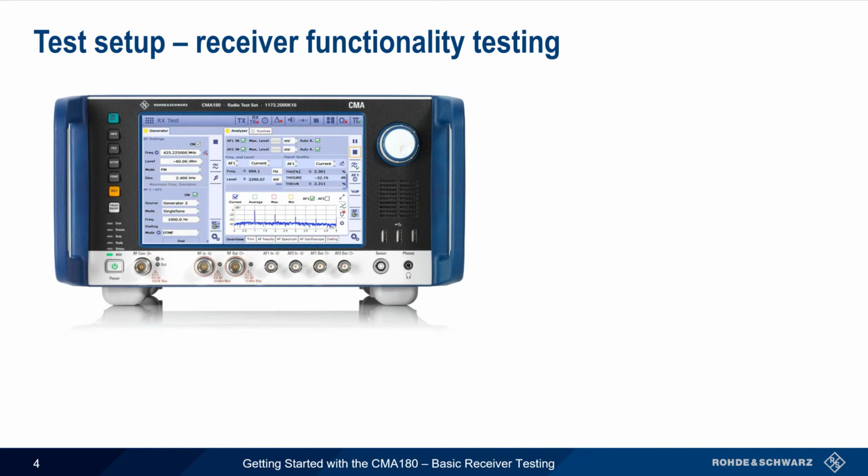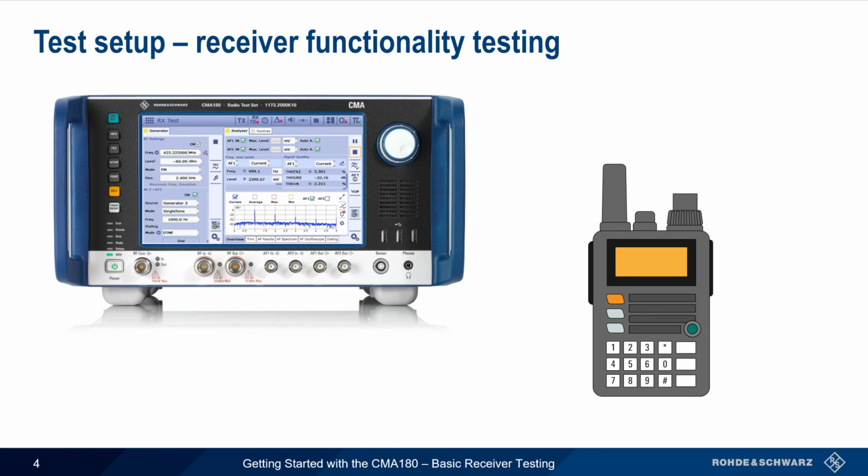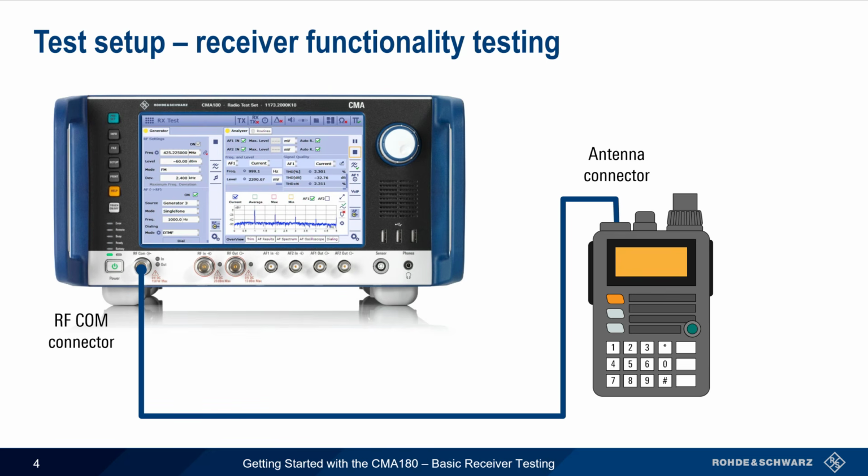For our test setup, we'll connect the CMA180 to the radio under test by removing the antenna, and then connecting a cable between the CMA's RF COM connector and the radio's antenna connector. We'll then generate an audio-modulated signal from the CMA and listen for audio output from the radio.